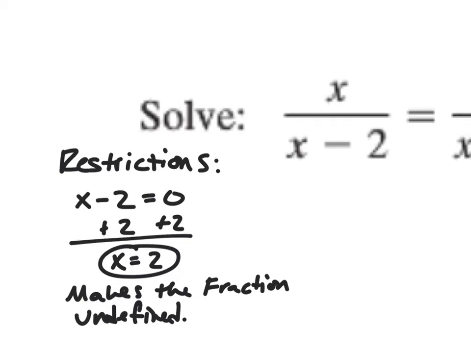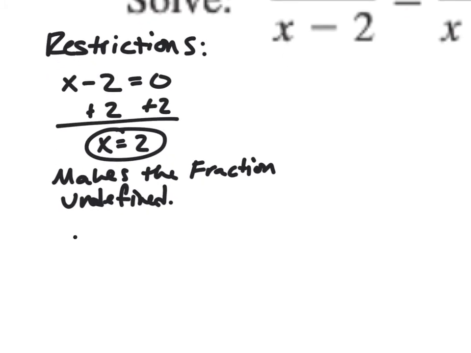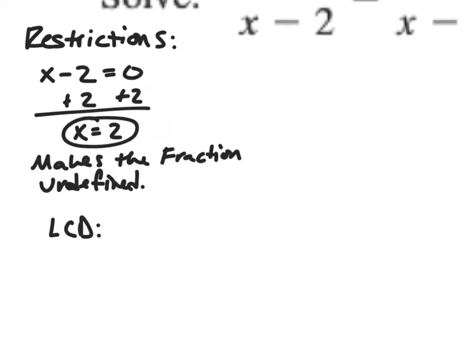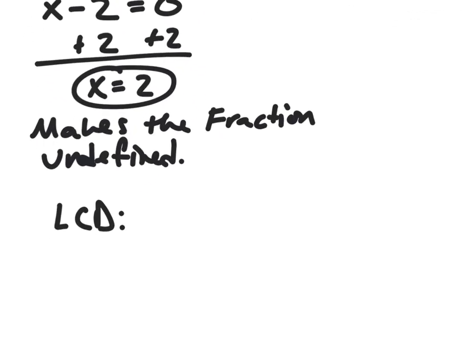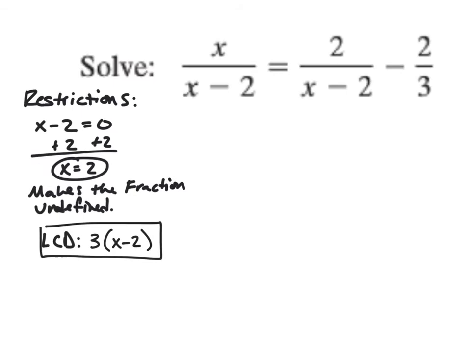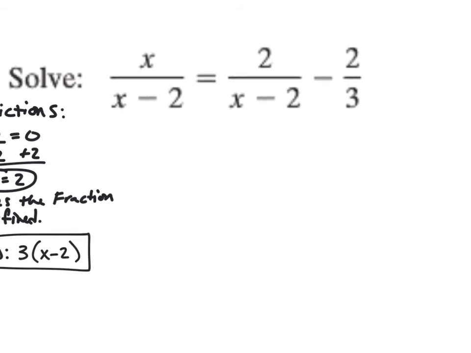Now the next thing I want to do is find my least common denominator, LCD. I've got x minus 2 in a denominator, and I've got x minus 2, so these are the same. That's good. And then I have a denominator of 3. So my least common denominator is simply going to be 3 times x minus 2, the product of those two things. Okay, so my LCD is going to be 3 times x minus 2. All right, so now I'm going to multiply everything by that number.